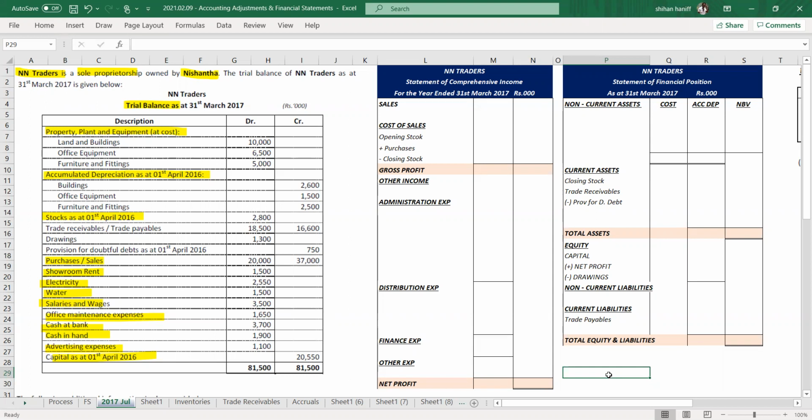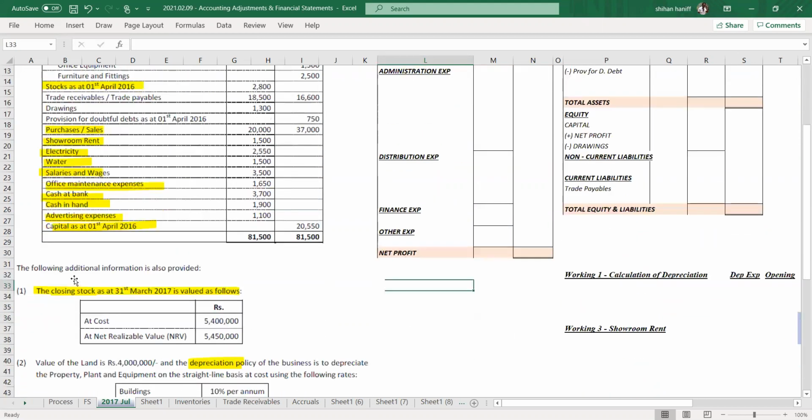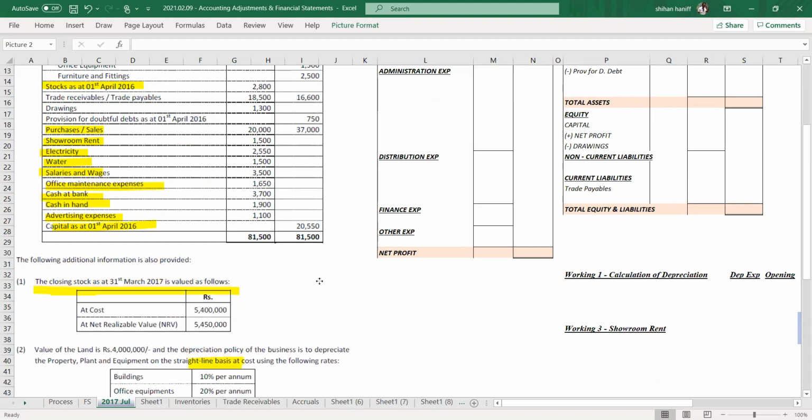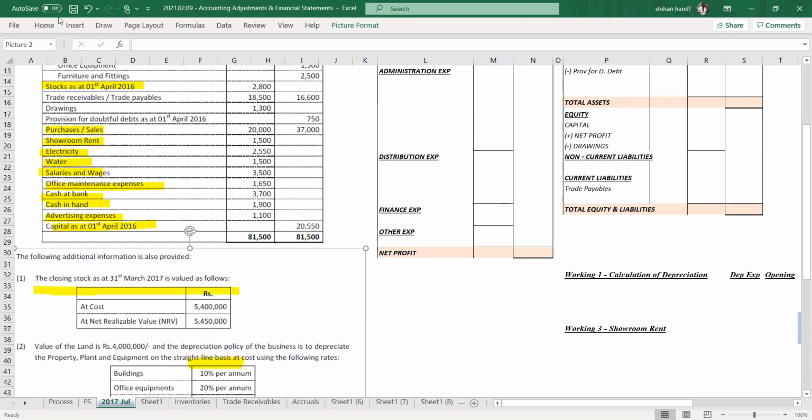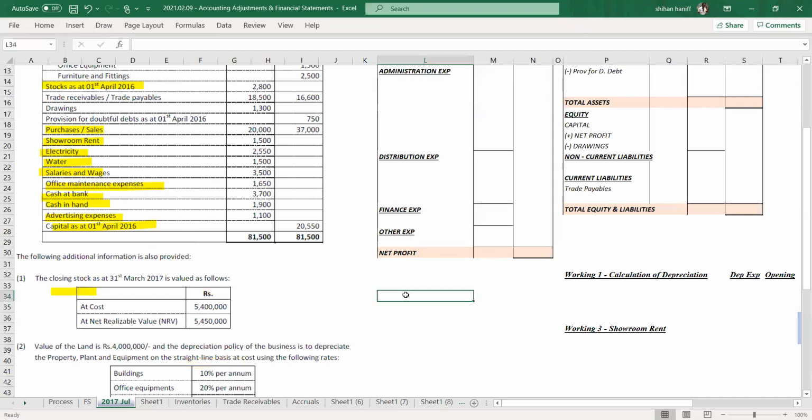Right. So let's start recording the transaction. What you need to know is that all the transactions in the additional information you have to record in two places. Double entries must be recorded. Additional information, two entries.